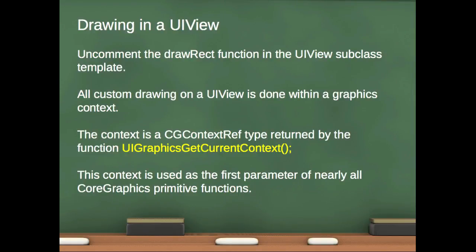Hello and welcome back. Now we're going to talk about actually doing the drawing within a UIView. There is a function within the UIView template, and when we subclass UIView, we'll see that function, and it is commented out. It's called drawRect. The reason it's commented out is we really shouldn't use drawRect unless we're performing custom drawing within the view. But that's what we're doing now, so we'll uncomment that drawRect function as the first step.